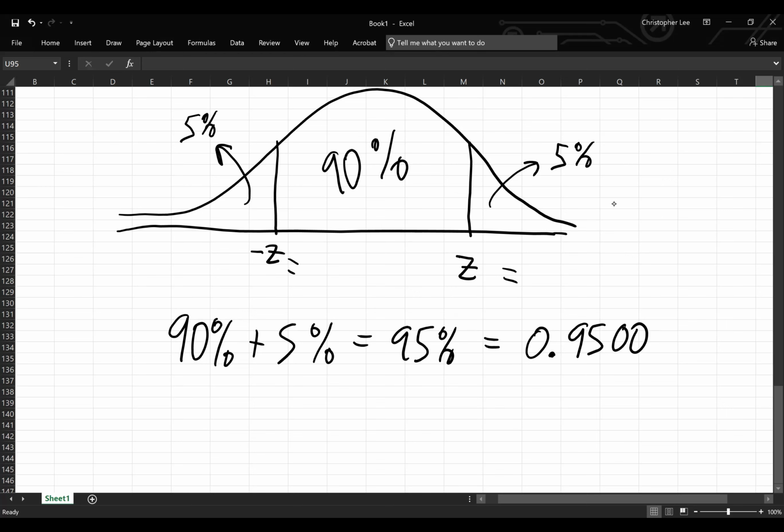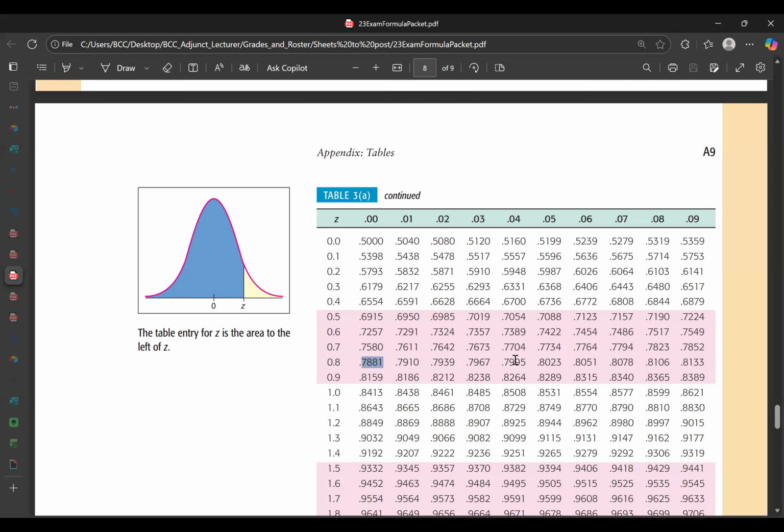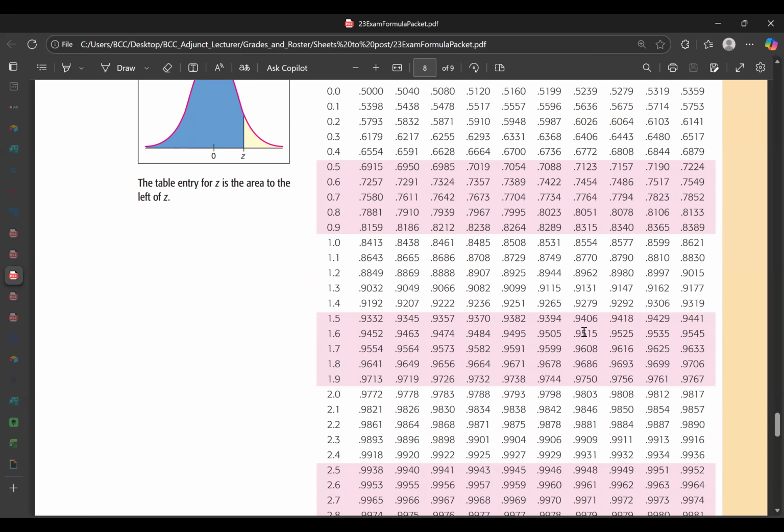So look, let me show you. You see all these numbers right here in the middle? I'm looking specifically for 9,500, not 0.9. I'm looking in the middle of the table. Find 0.9500. So I found it.